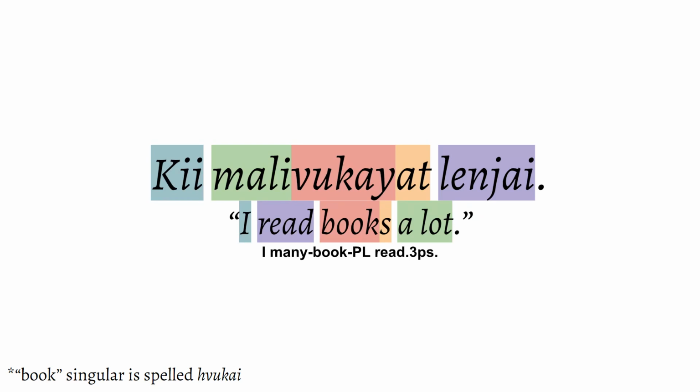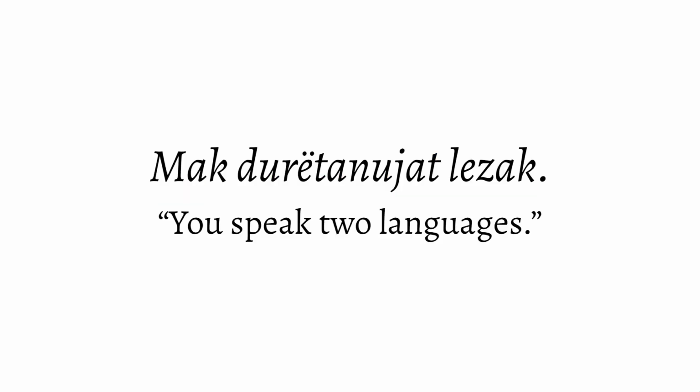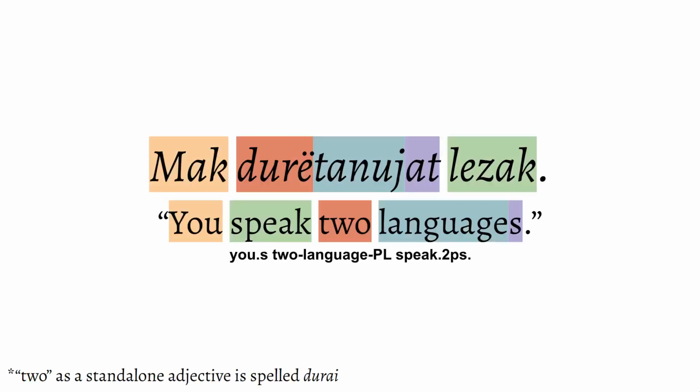Let's try another one. Mak durëtanujat lezak. You speak 2 languages. Here, the pronoun mak is present, meaning you. Like last time, we have a noun with an adjective on the front of it, dura, meaning 2. Tanuj is Sparai for language, and, of course, it gets a plural suffix. Now we deal with the verb again, and this one's irregular. Lis means to speak, but since it's irregular, we give it the second-person singular conjugation lezak. And we're done. Let's try one last sentence.